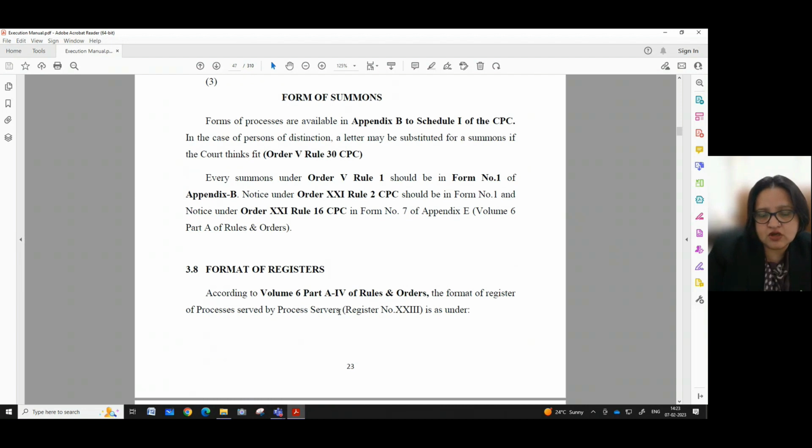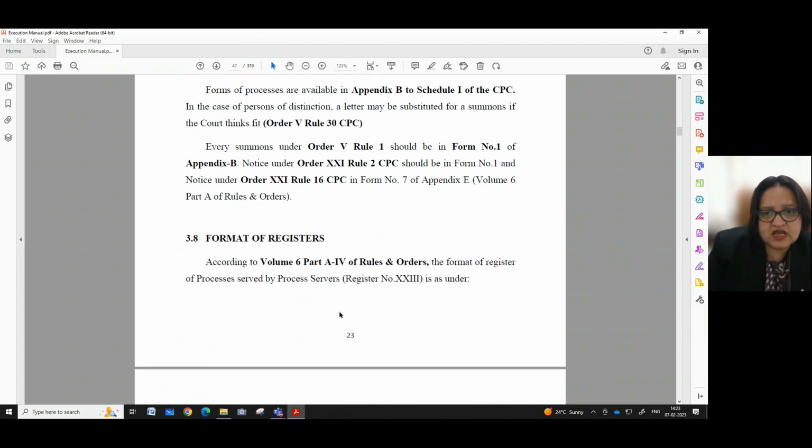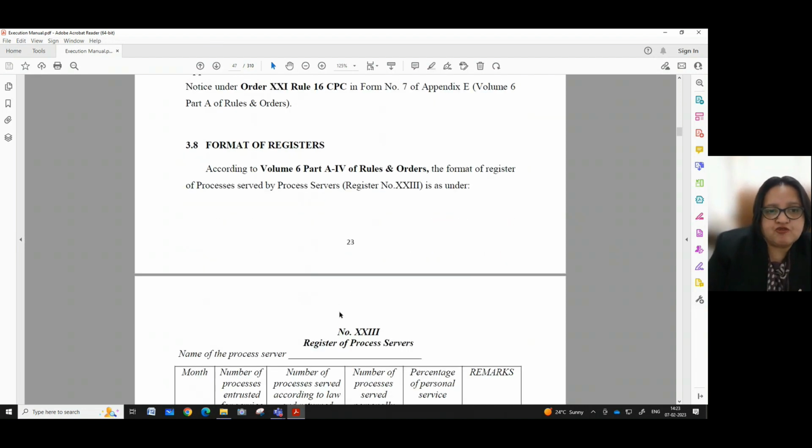Every summons under Order 5, Rule 1 should be in form number 1 of Appendix B. Notice under Order 21, Rule 2 CPC should be in form number 1. And notice under Order 21, Rule 16 CPC in form number 7 of Appendix E, Volume 6, Part A of Rules and Orders. Format of registers. Format of registers are also given in Chapter 3.